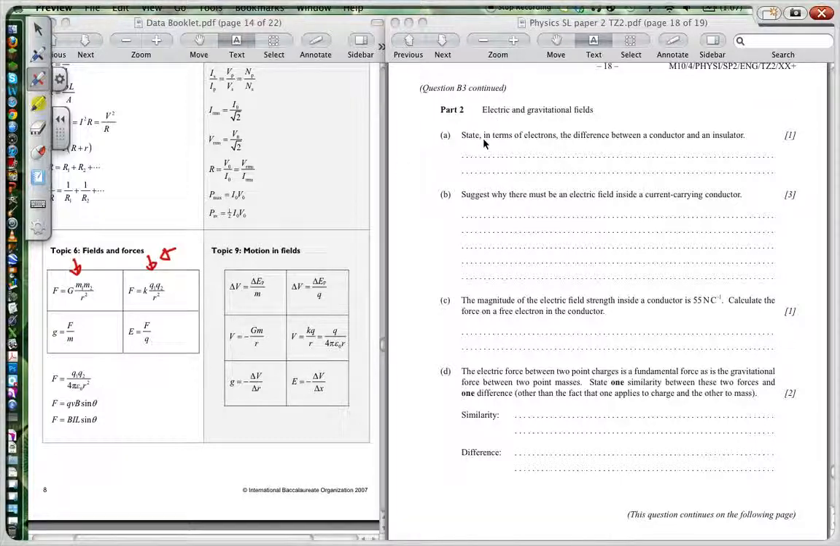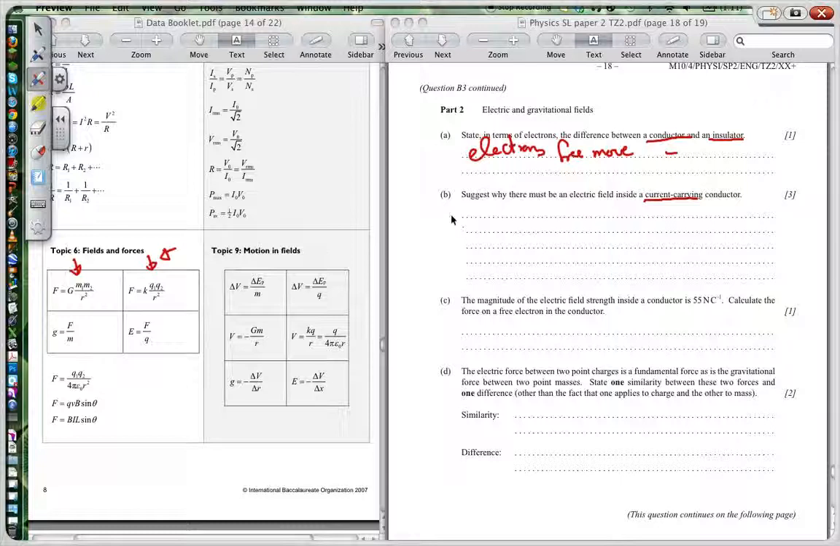So state in terms of electrons the difference between a conductor and an insulator. With a conductor, you have electrons that are free to move. These are usually what we call our valence electrons, our outer energy shell electrons. And when an electric field is placed on this conductor, these electrons actually move. For an insulator, these electrons are not free to move. So it's pretty straightforward.